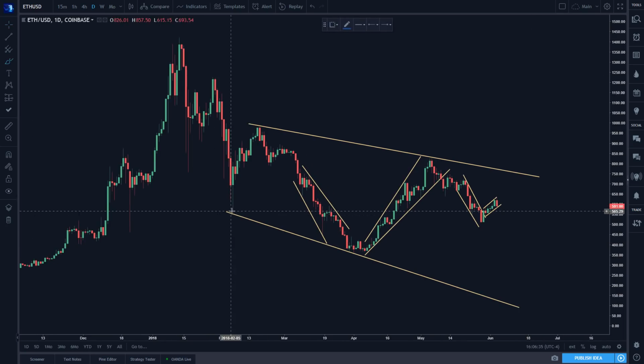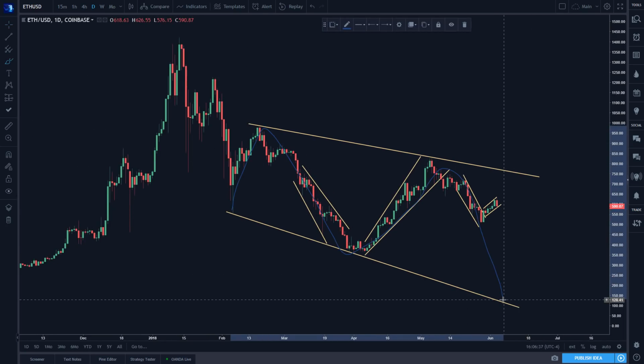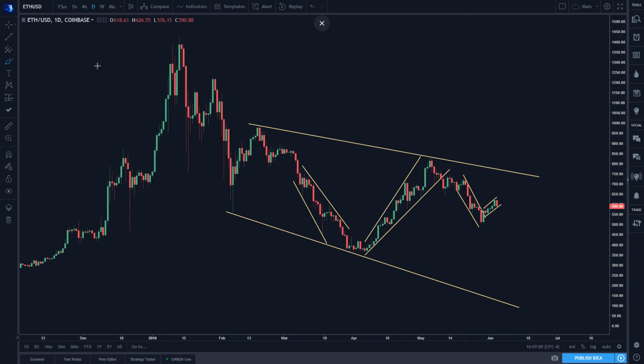On Ethereum, we have this descending type channel, right? So we're expecting this to eventually break to the upside, just like I'm expecting Bitcoin to eventually break to the upside, but we have more downside in it before that happens. But for Ethereum, we will eventually break to the upside. Now we may get all the way down here to the bottom of structure, about $100. That's possible. It depends on what happens with Bitcoin.